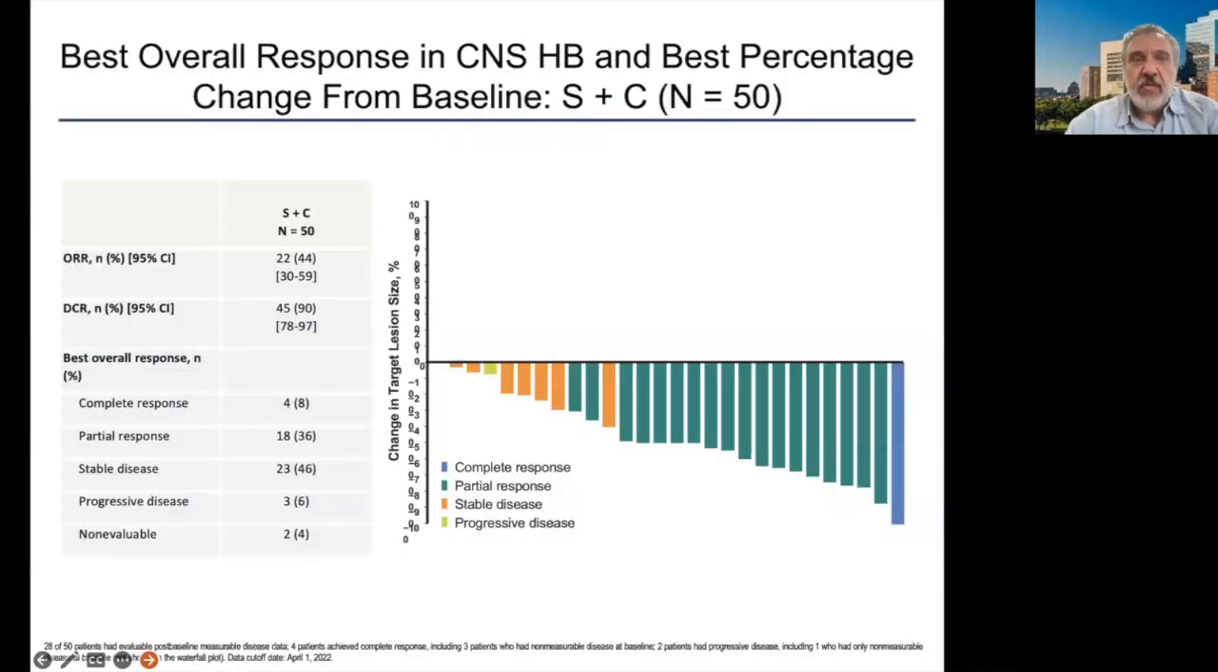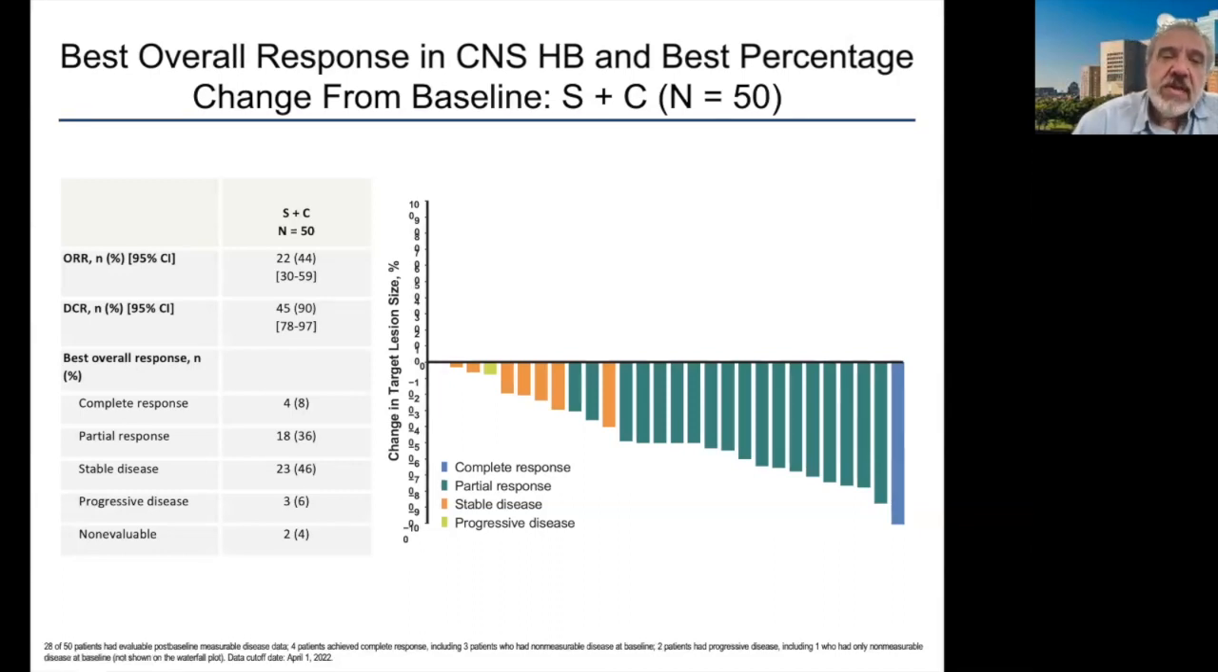And what's happened with hemangioblastomas? There are different ways to measure: only the solid component, or the cystic and the solid component. Here I'm showing you the latest measurement that I presented at ASCO last June, with the solid and cystic component. You see that the complete response is 8%, the partial response 36%, and the stable disease 46%. Only 6% progressed, meaning the hemangioblastoma became bigger. The stable disease 46% didn't get bigger, and we have 8% complete responses.